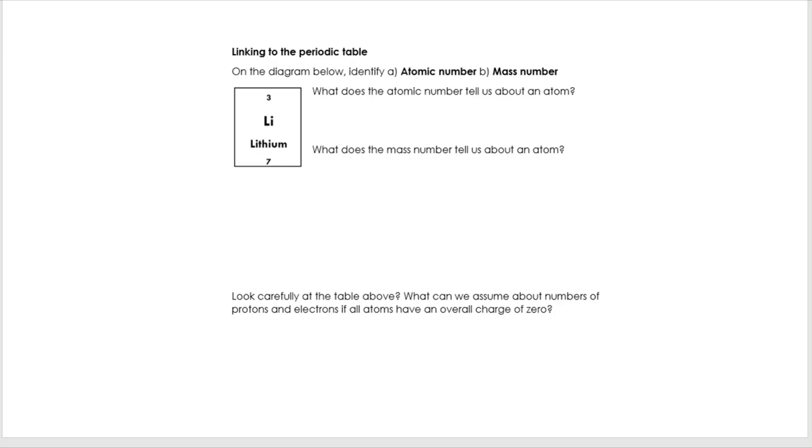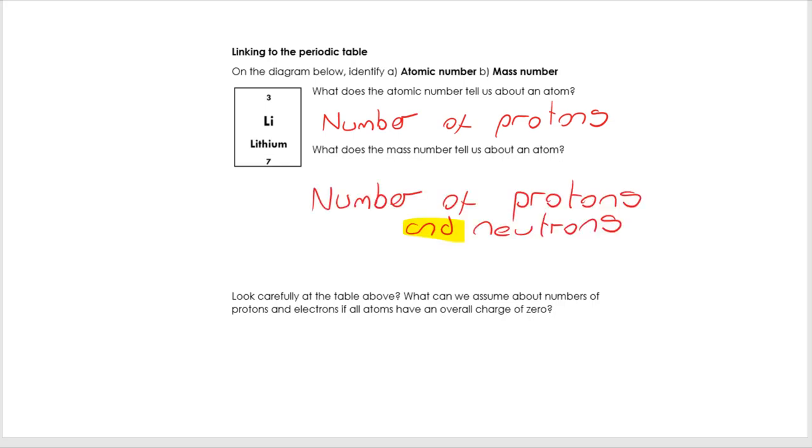And the numbers that you have here, you'll notice, are in a different position to where they are on your periodic table. What does the atomic number tell us about an atom? Well, atomic number is the number of protons. The mass number is the number of protons and neutrons combined. And that leads us to a calculation that you will need to be able to do. If I want to work out how many neutrons lithium has, for example, I take the mass number of 7, I subtract the atomic number of 3, and that tells me that lithium has got 4 neutrons.